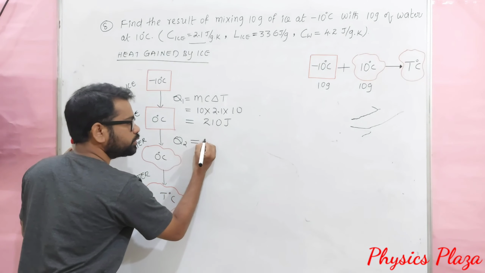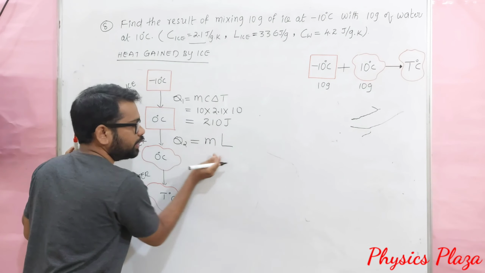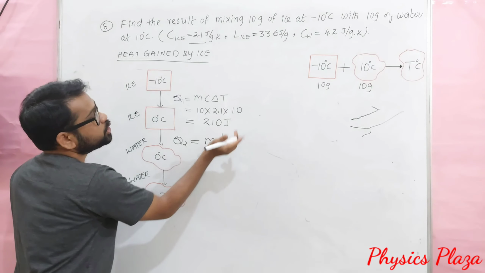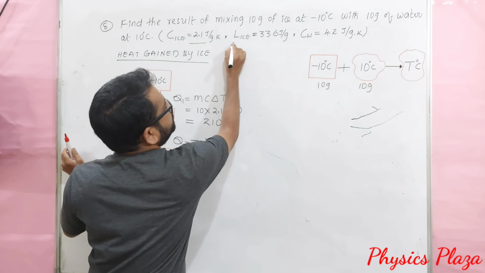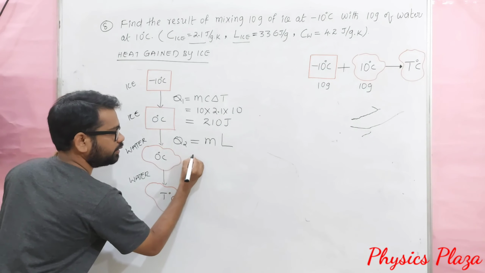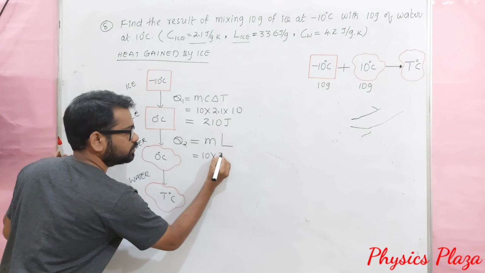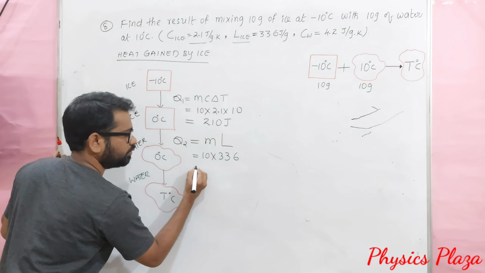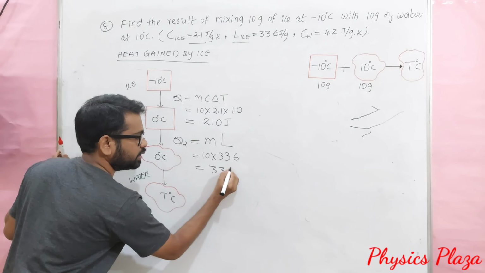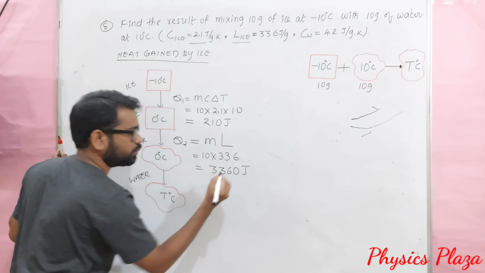Then use Q is equal to mL. M is the mass, L is the specific latent heat of fusion of ice, 336. So it is 10 into 336, so it will be 3360 joules of heat energy.